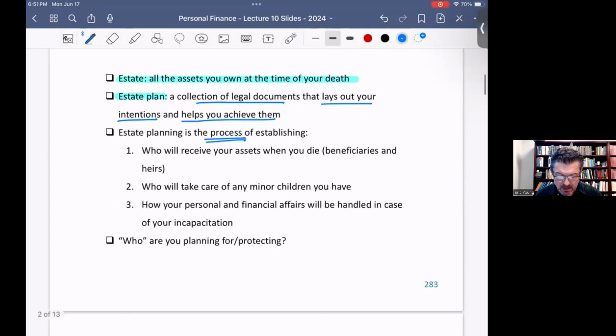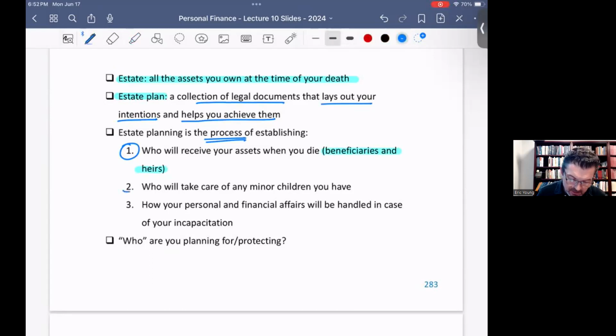In this case, the process starts off with asking, number 1, who is going to receive your assets when you die? This is one big part of estate planning, whether you have a long life or maybe a short life. If you have assets that you've accrued, and that estate exists when you die, one of the first things you want to establish is who's going to get those assets. We typically call those people beneficiaries or heirs.